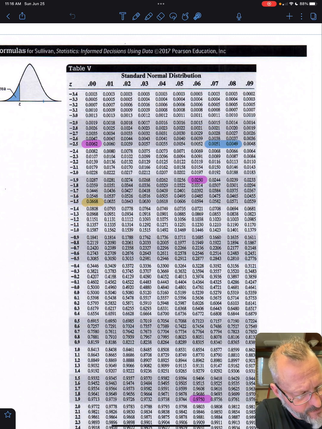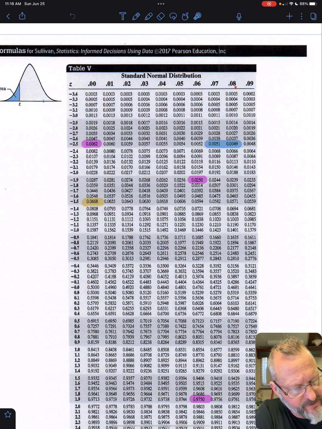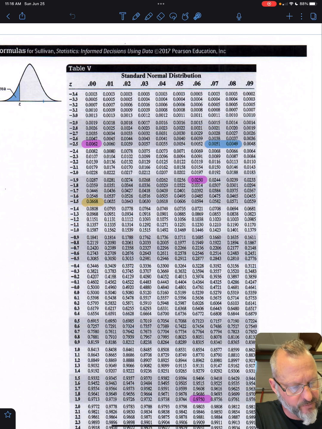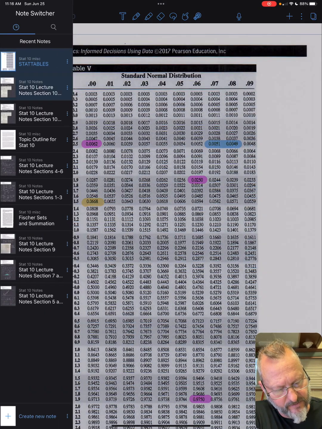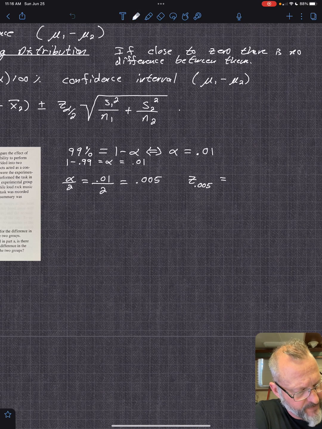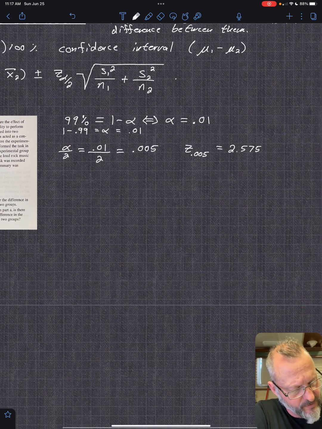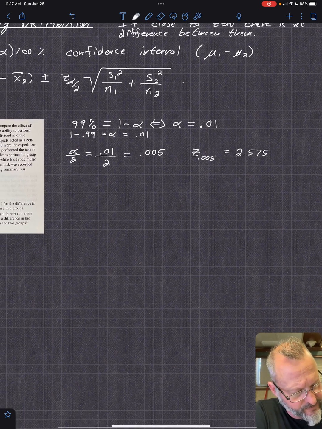So what you do is what's called interpolating. You interpolate between them. So it's 2.507 and 2.508, and you average the middle. What you use in actual cases is 2.575, so that's what we will use. So your z-score for 0.005 is actually 2.575.